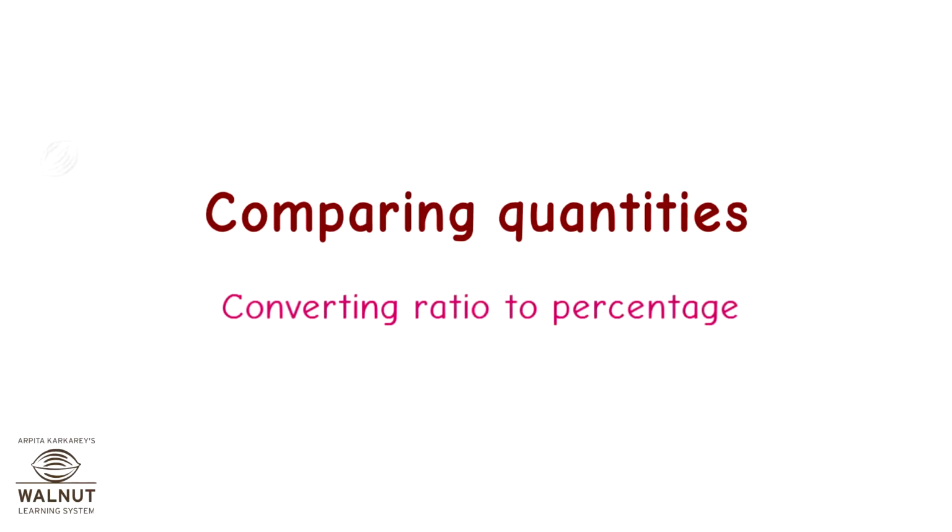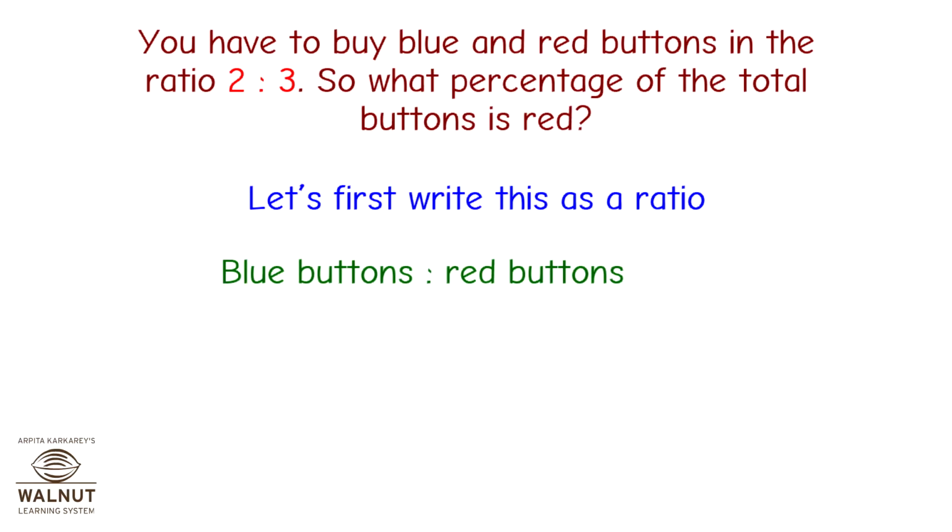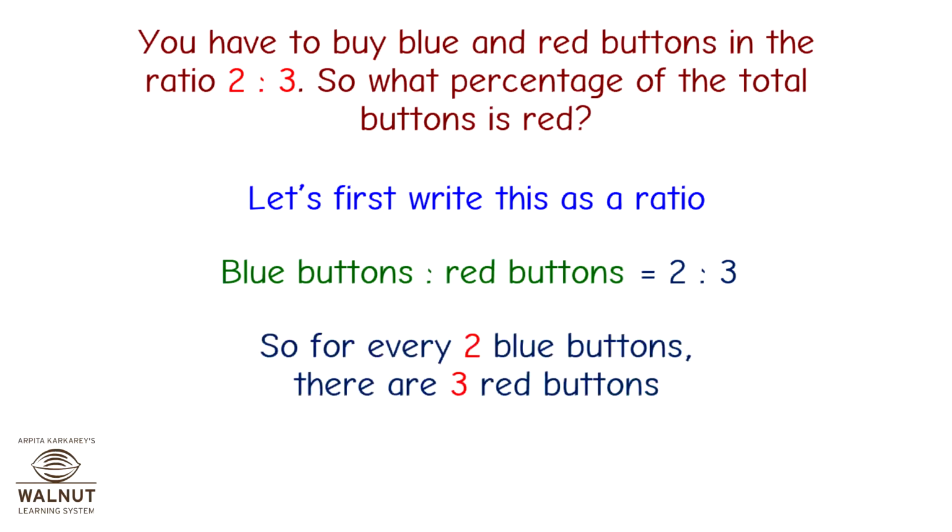Comparing quantities, converting ratio to percentage. You have to buy blue and red buttons in the ratio 2:3. So, what percentage of the total buttons is red? Let's first write this as a ratio. Blue buttons is to red buttons. That is equal to 2:3.